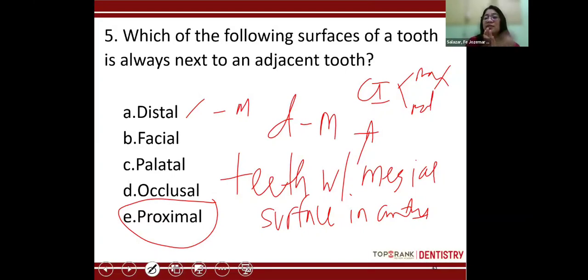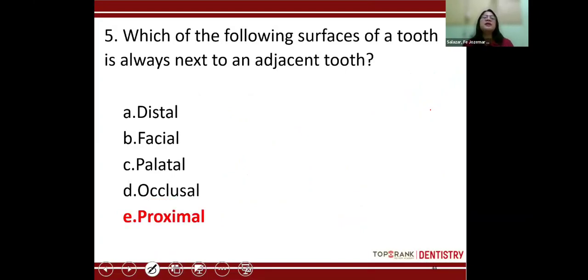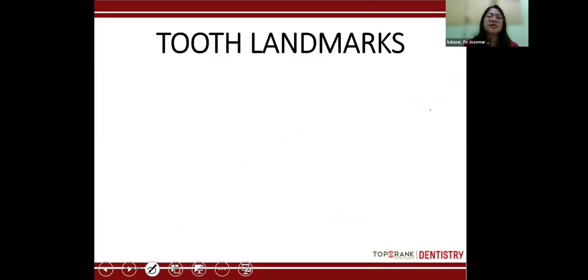Lahat na distal to mesial, distal to mesial. Okay, so number 5 again, the correct answer is letter E. Okay, now let's go to tooth landmarks.